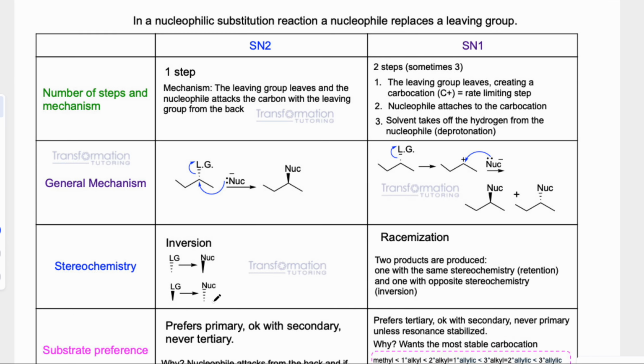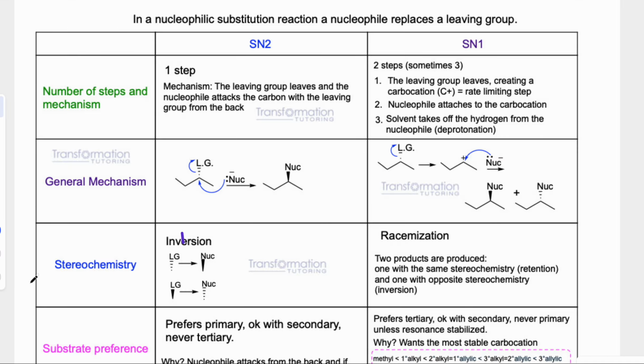In terms of stereochemistry, because the nucleophile attacks from the back, stereochemistry changes. It is an inversion of stereochemistry. So what you need to know is that if your leaving group was on a dash, you will show your nucleophile on a wedge. If your leaving group was on a wedge, you will show your nucleophile on a dash.